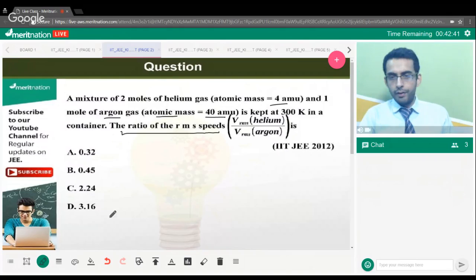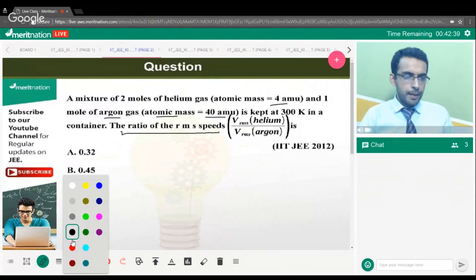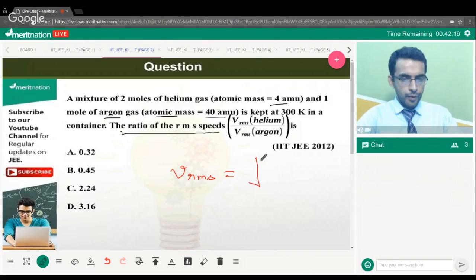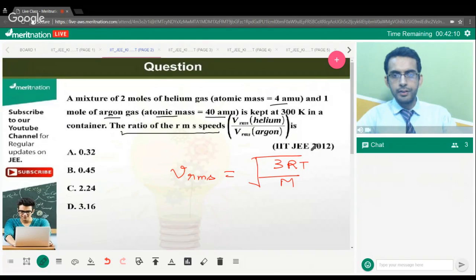So students, what is the formula for RMS speed? Just Rajesh, that's very easy, right? What is VRMS? The formula for VRMS is actually equal to root of 3RT by capital M. That is the formula, right?